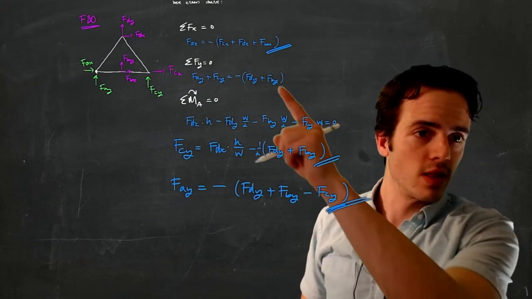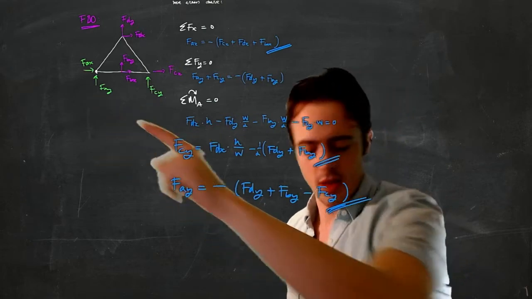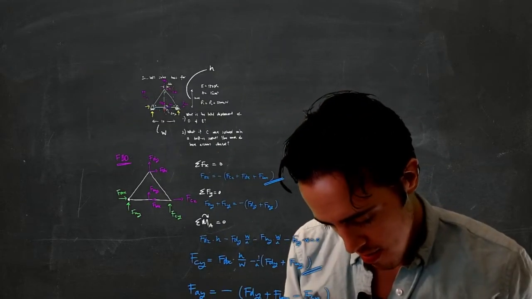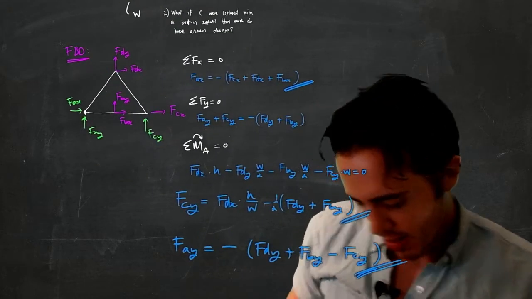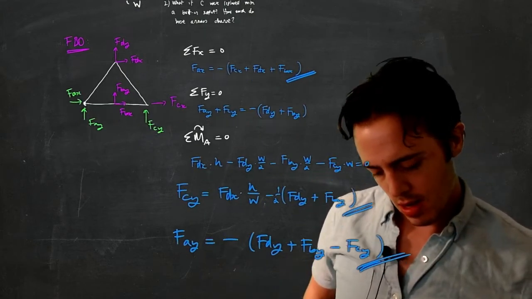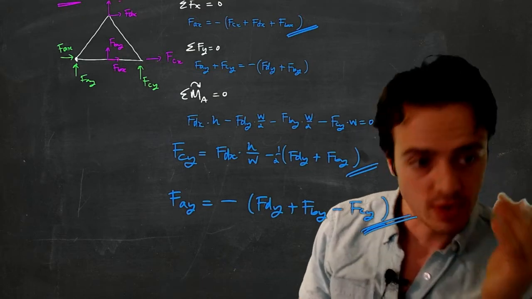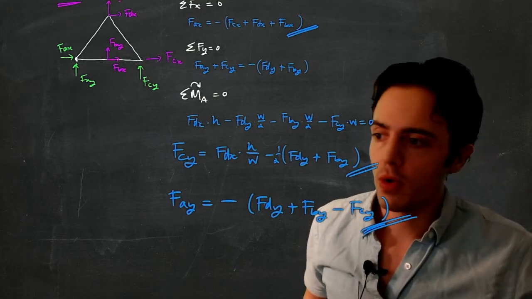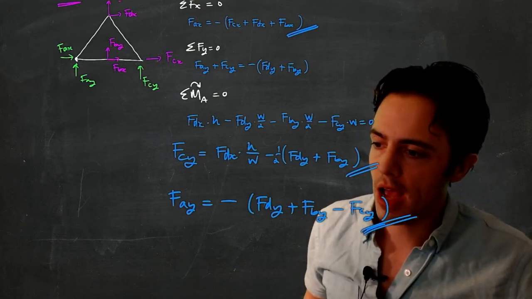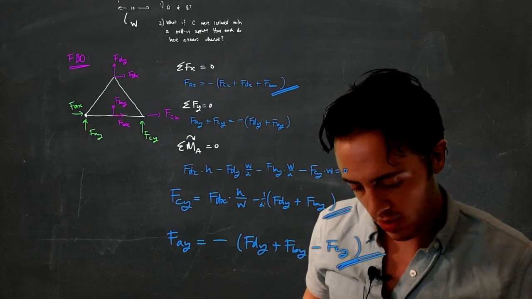Annoyingly, I've written the reactions with F's. They should have been R's. Doesn't really matter, I'll keep them as F's for now. They're all just forces in here. That's fine. Okay. So I've now got my reactions on the entire structure, just as a function of any loading.